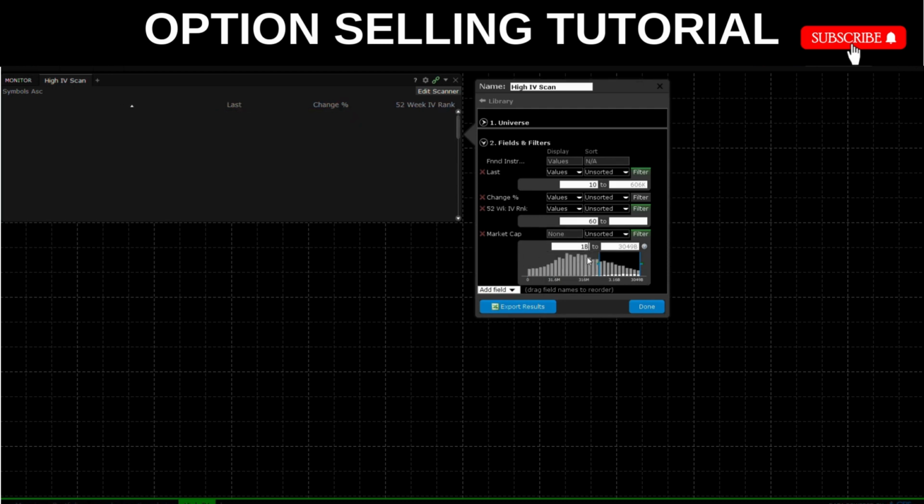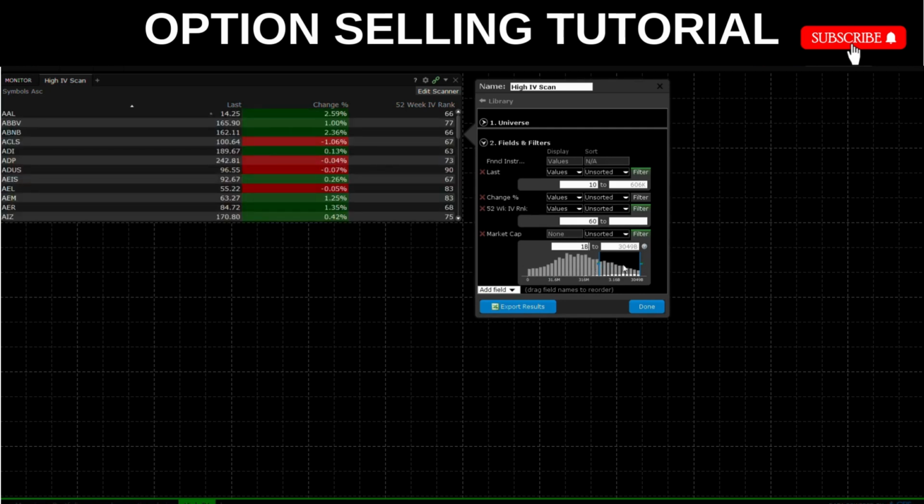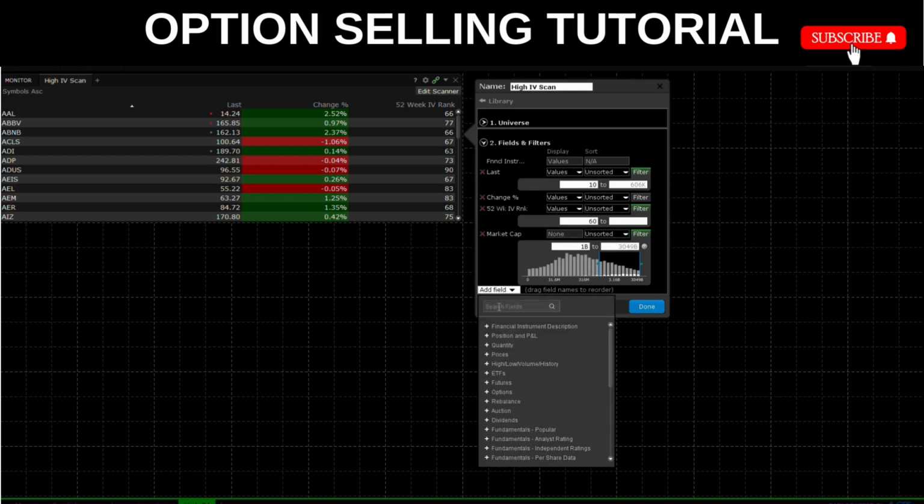When I select 1 billion, you can see from this graph that we are talking about only a smaller portion, so we have selected this segment of stocks. We also need one more thing: volume. Volume is very important, because even though the implied volatility is very high, if there is no volume, there won't be buyers and sellers in the market.